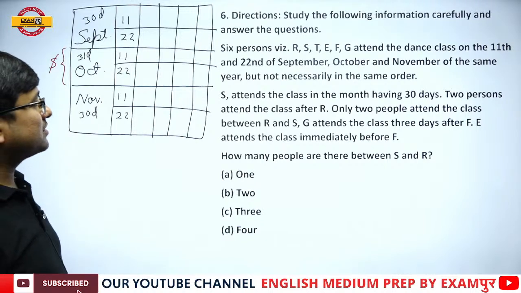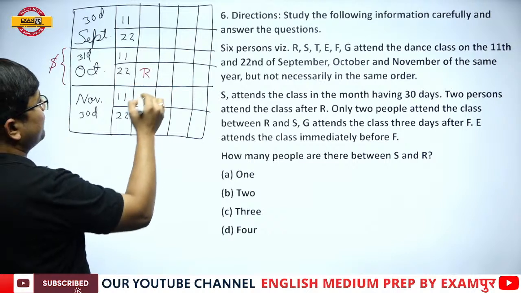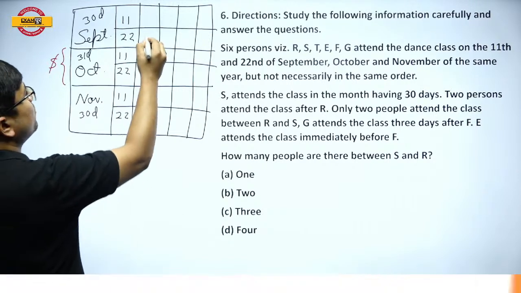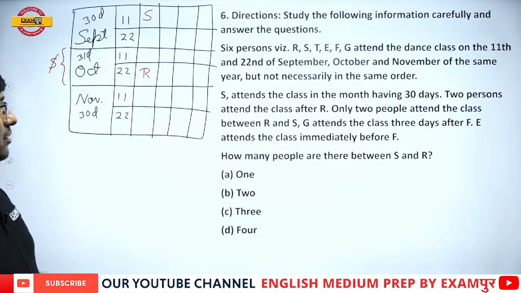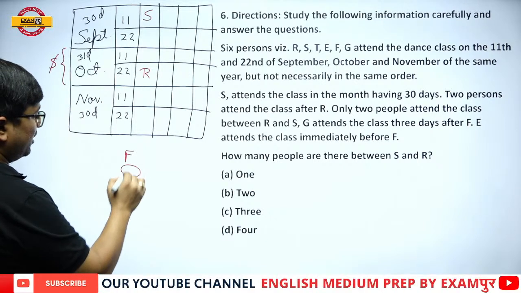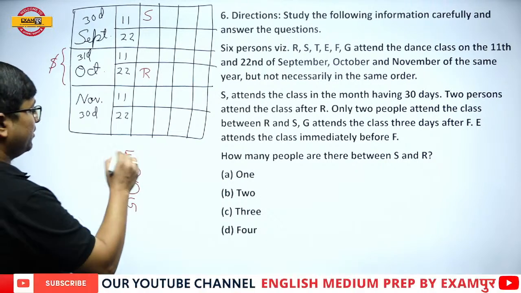Next, two persons attend the class after R. Now, only two people attend the class between R and S. Fine. G attends the class 3 days after F. So F, 1 day after, 2 days after, 3 days after. And now, E attends the class immediately before F.